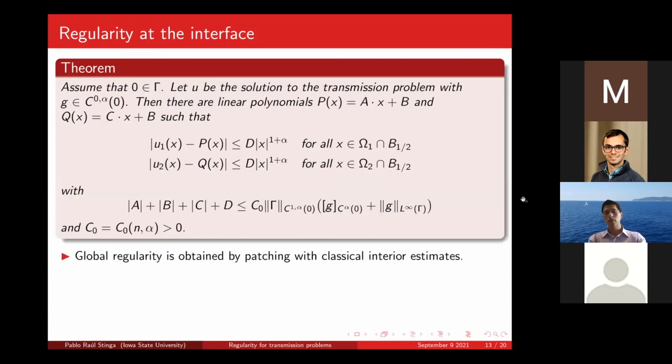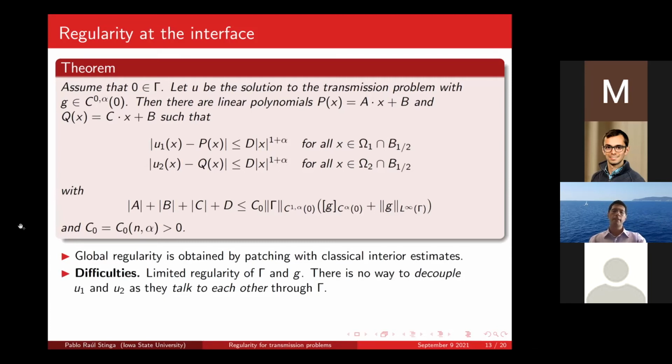And then, once you have the regularity on gamma, you know from interior estimates that you smooth inside, and you can patch the estimates. And as I said, there is the limited regularity of gamma and G.